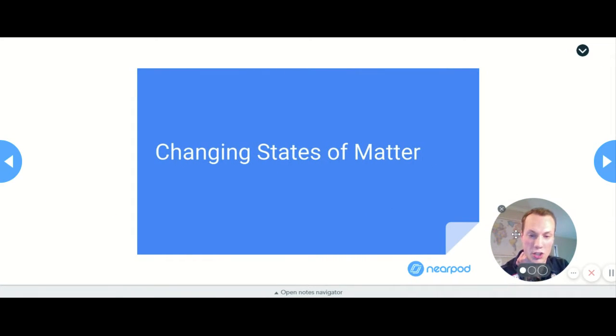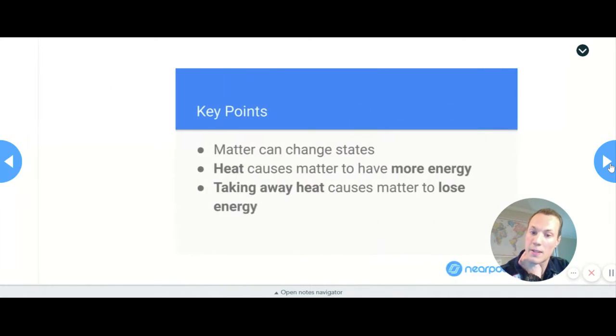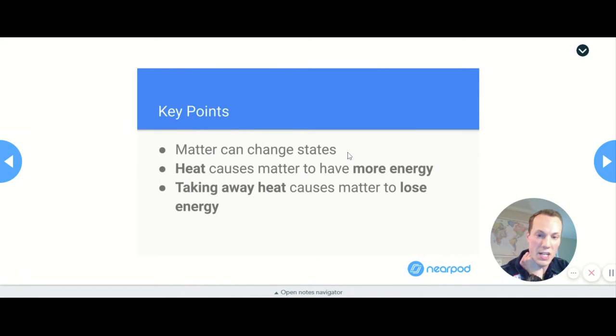All right, so whenever we did the last lesson, we talked about what is matter and what are the three states. Today we're going to talk about changing states of matter. So how do you change from one state to the next? Key points are matter can change states. That's something you'll know by the end of this lesson. You'll know that heat causes matter to have more energy. So if you add heat, matter is going to have more energy. Taking away heat causes matter to lose energy. Makes sense. If you take away heat, that matter is going to lose some energy.